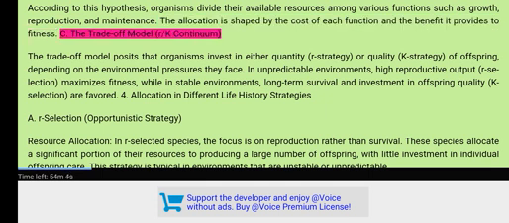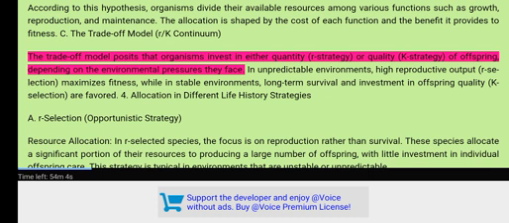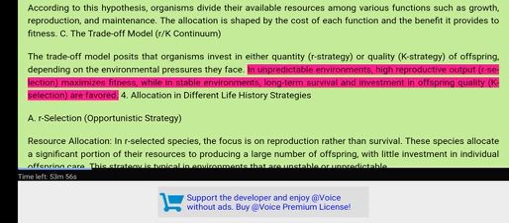C. The trade-off model, R-K continuum. The trade-off model posits that organisms invest in either quantity, R strategy, or quality, K strategy, of offspring, depending on the environmental pressures they face. In unpredictable environments, high reproductive output, R selection, maximizes fitness, while in stable environments, long-term survival and investment in offspring quality, K selection, are favored.